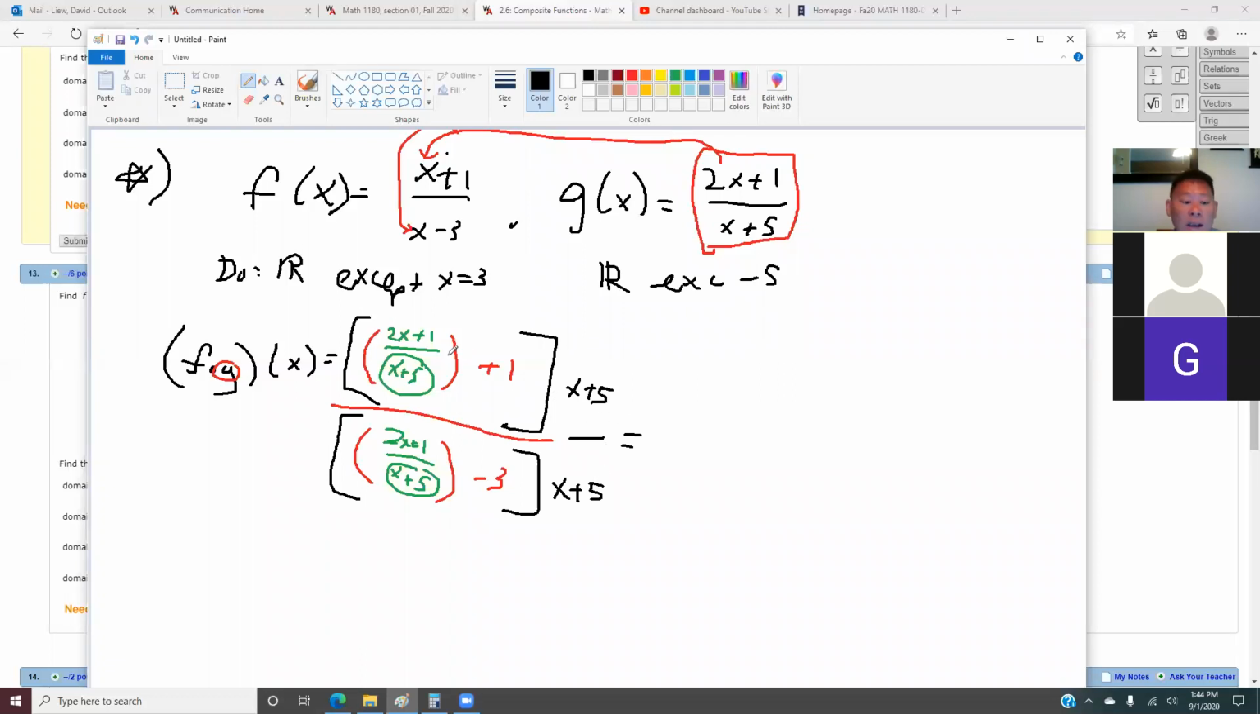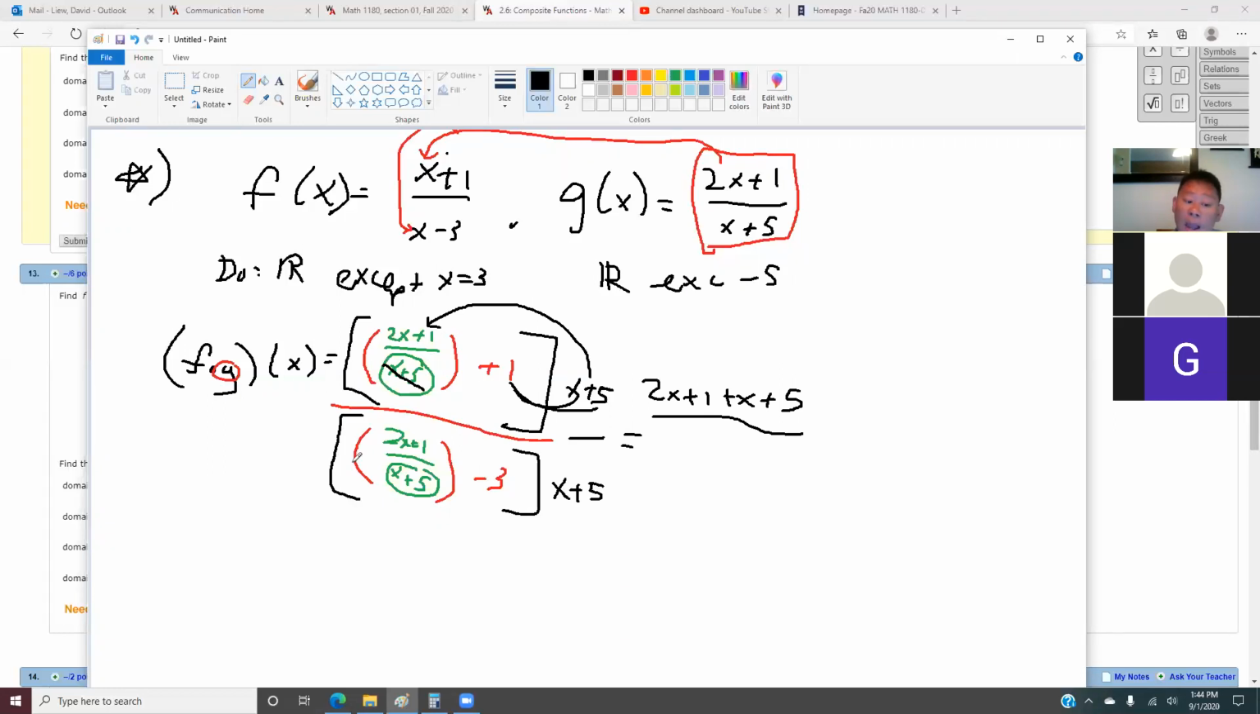So the good news is that when you distribute this x plus 5 to the first term, this x plus 5 will cancel with this x plus 5. So what you get here is 2x plus 1, the numerator. And then what happens to this 1 is you distribute the x plus 5. So you get plus x plus 5. So this is how we reduce this complex fraction to the top one.